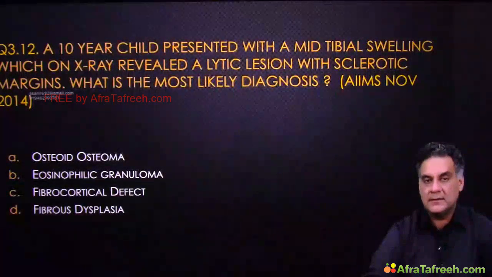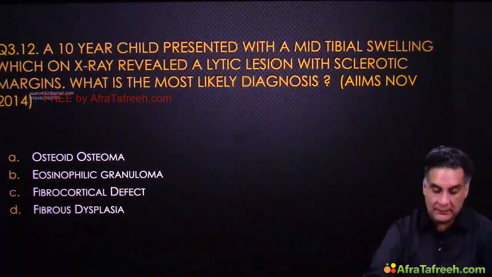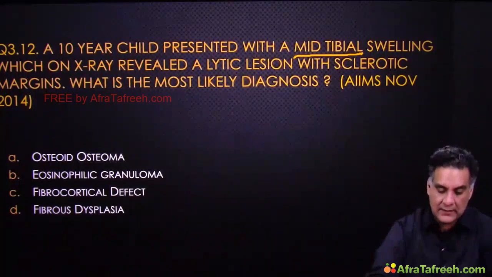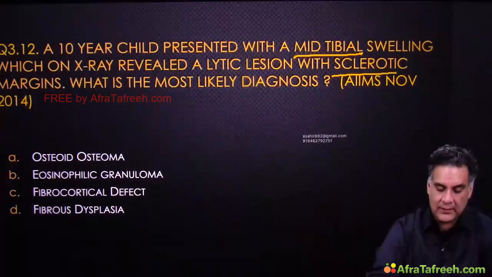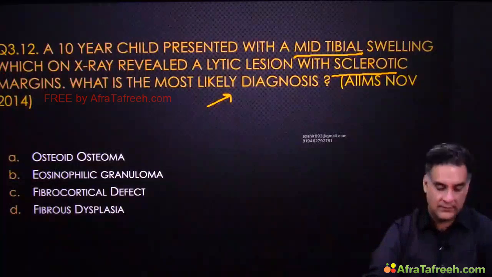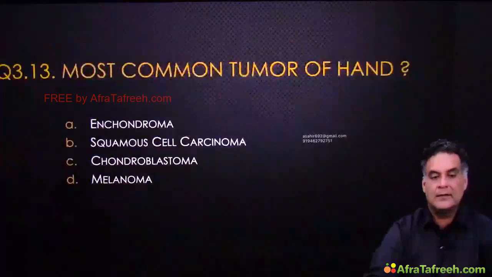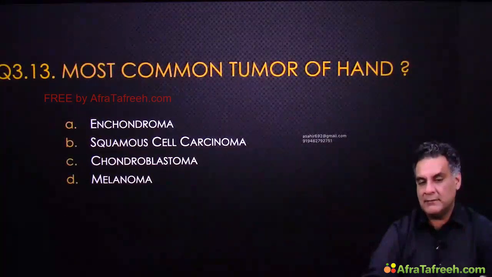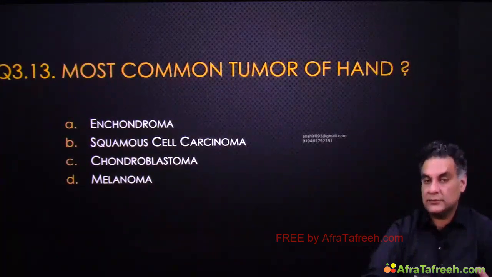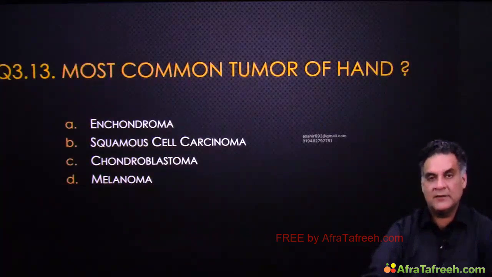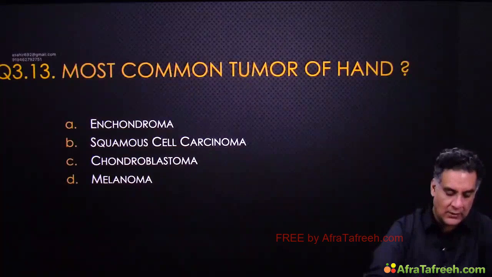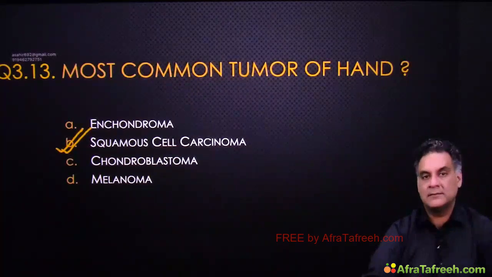A 10-year-old child presents with a mid-tibial swelling. Mid-tibial, diaphyseal. X-ray has a lytic lesion with sclerotic margins. What is the diagnosis? Lytic lesion with sclerotic margin, nidus: osteoid osteoma. Most common tumor of hand. Many people mark enchondroma. Enchondroma is the most common tumor of bones of hand and feet. The most common tumor of hand is a malignant lesion called squamous cell carcinoma.